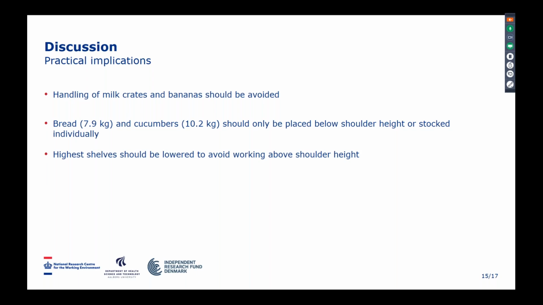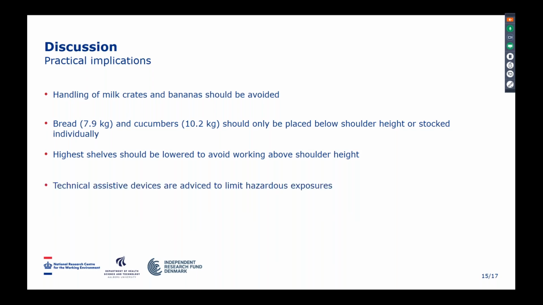And that brings me to the next point. The high shelf could be lowered to avoid working above shoulder height. Here I showed some of the kinetic results, but there are a lot of kinematic results as well. We found that a lot of these work tests in the supermarket sector involved working above shoulder height, which is quite a well-known risk factor for the development of musculoskeletal disorders as well.